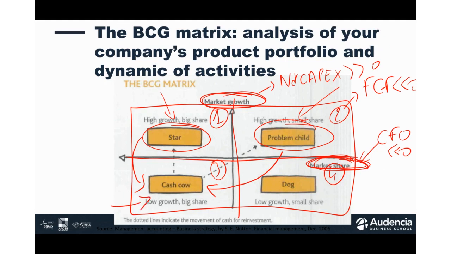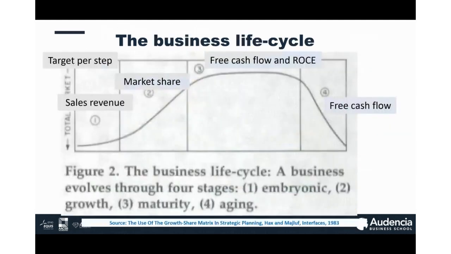And the best situation in terms of free cash flow is situation number 3. Now the market growth is low, so the net capex is low. And we have a huge market share, so the operating cash flow is high. Here, normally, we create a cash cow at the moment of the maturity stage. So it's related to the life cycle.